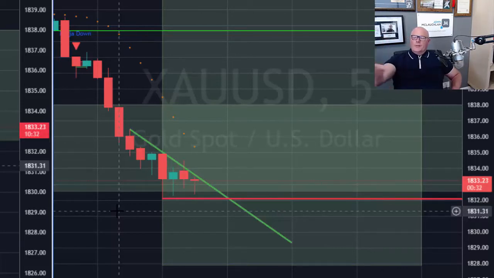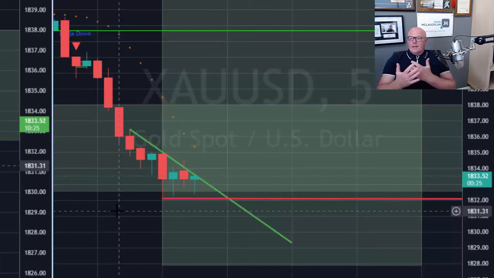Why do these trend lines make me happy? Why does putting this imbalance zone on there make me happy? Because it's respecting those lines, so my psychology is elevated.